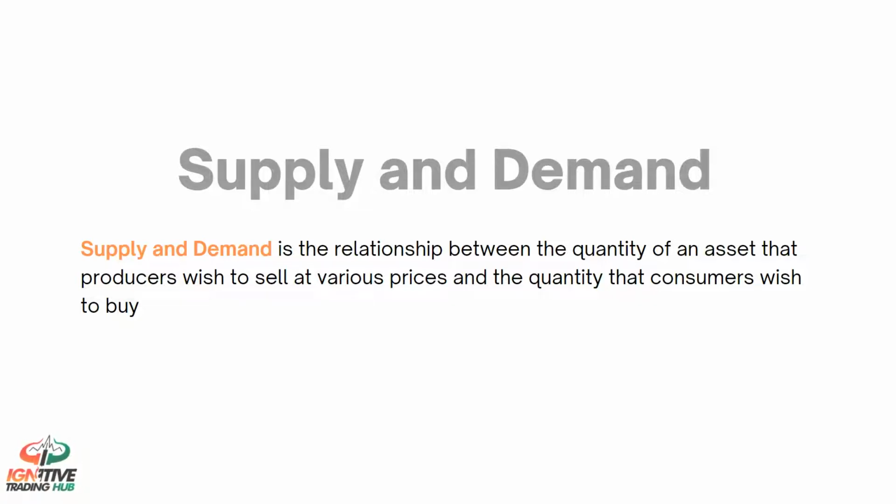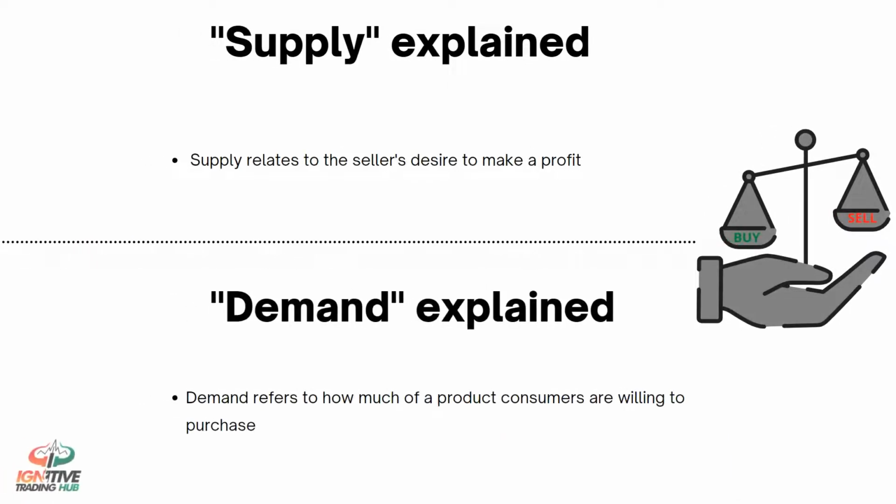Supply and demand. So supply and demand is the relationship between the quantity of an asset that producers wish to sell at various prices and the quantity that consumers wish to buy. Which means when you talk about supply and demand, you talk about buying and selling in the market. So you explain what supply is, and you explain what demand is. Supply relates to the seller's desire to make a profit, which means when you talk about supply, you are talking about selling or shorting. Then demand explained. Demand refers to how much of a product consumers are willing to purchase, which means when you talk about demand, you talk about buying or going long.